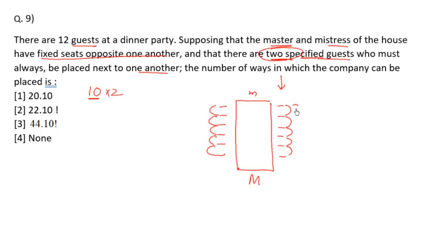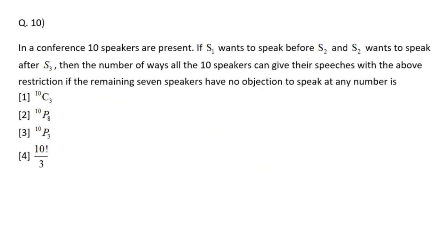For example, A, B, they can be arranged as B, A as well, right? So for each of these 10 different ways of their sitting arrangement, they themselves can exchange their seats between them in 2 ways. So this is how these 2 people can sit, and the balance 10 people can be arranged in the rest of the 10 places in 10 factorial ways. So the overall answer should be 20 into 10 factorial. So option 1 becomes the right answer. Here it is factorial 10. Now let's take the 10th question.